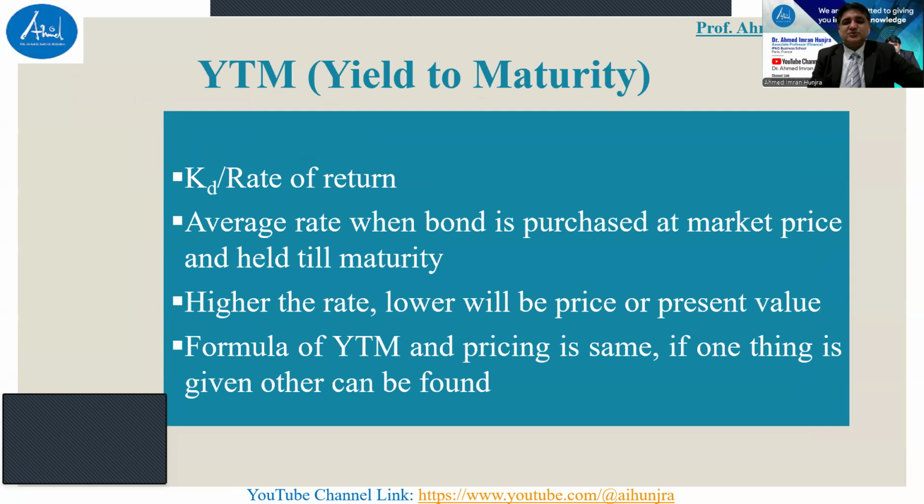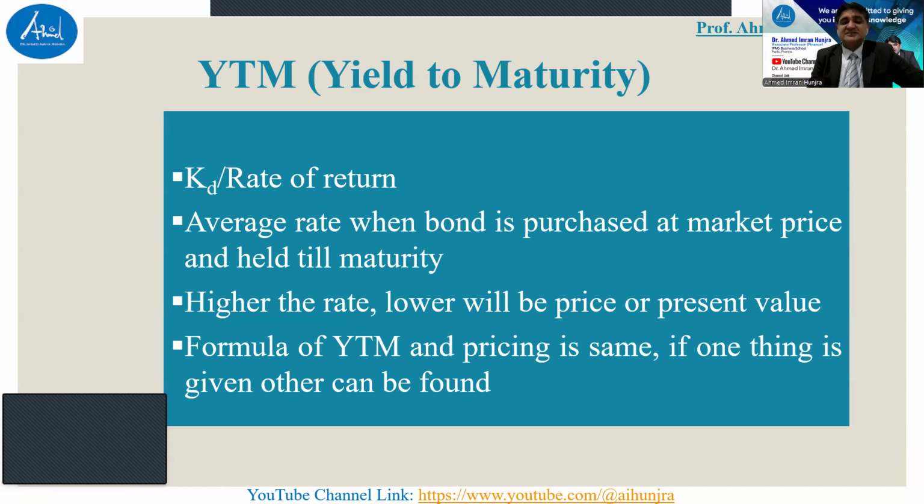As we know, it is the average rate when the bond is purchased at market price and held till maturity. And as we have discussed in detail, there is an inverse relationship between present value and interest rate. If we increase the rate of return, then the price will be low. Higher the rate, lower will be the price, our present value, and price is the present value of future cash flows, which are discounted at the appropriate rate of return. The formula of YTM and pricing are the same; if one component is given, we can find the other.